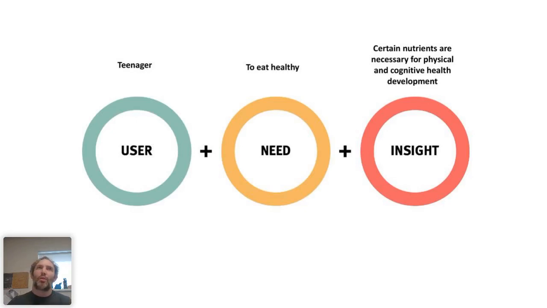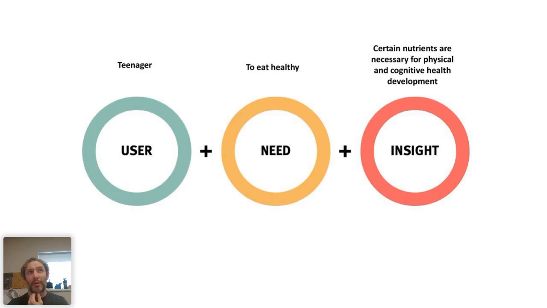So if we were to just jump into this without talking to our user, or looking at their underlying needs, we'd apply something like: as a teenager, we need them to eat healthy, and the insight is certain nutrients are necessary for physical and cognitive health developments. All very dry, all very not incorrect, but it doesn't really get you to where you want to be in terms of understanding what the user's real needs are.